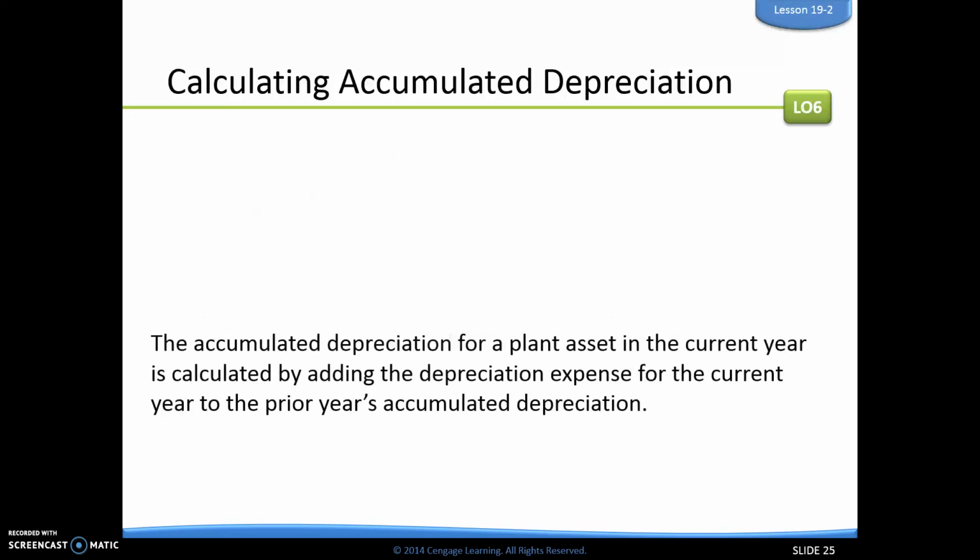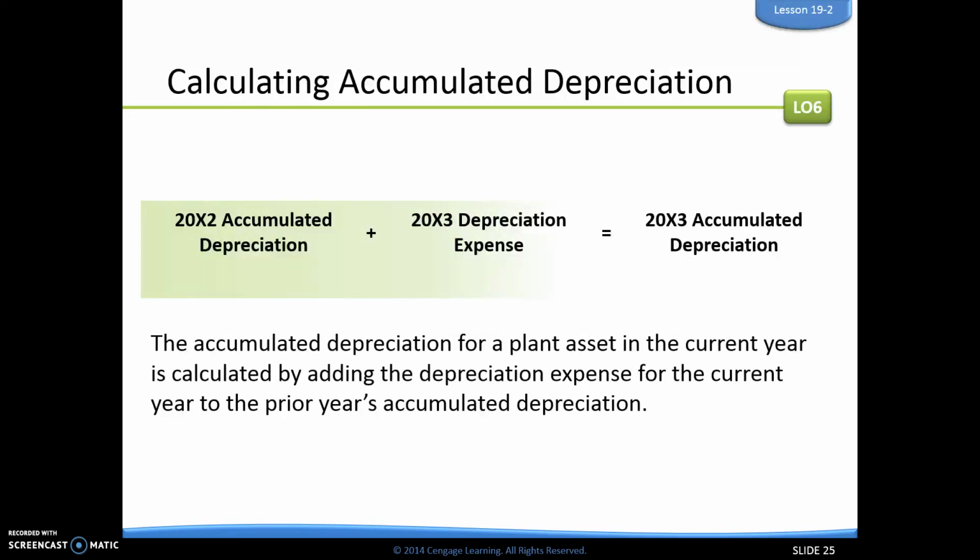And so, I have it backwards here. The accumulated depreciation for a plant asset in the current year gets calculated by adding the depreciation expense for the current year to the prior year's accumulated depreciation. So essentially, we had up to, and we're talking about that computer still here, we had $1,200 of accumulated depreciation plus our current year of 900, which means that our total accumulated depreciation at the end of the current year is $2,100. So you just keep adding to it throughout the course of your useful life.